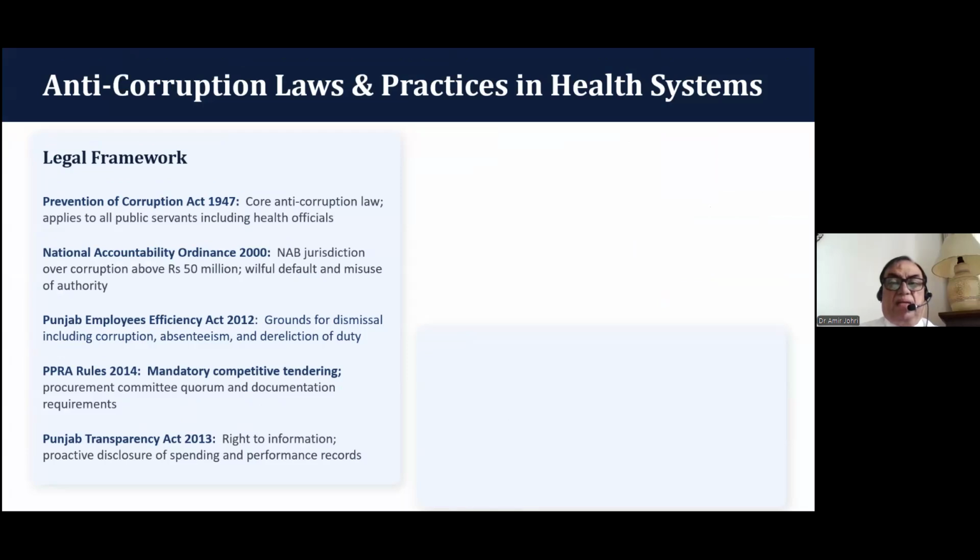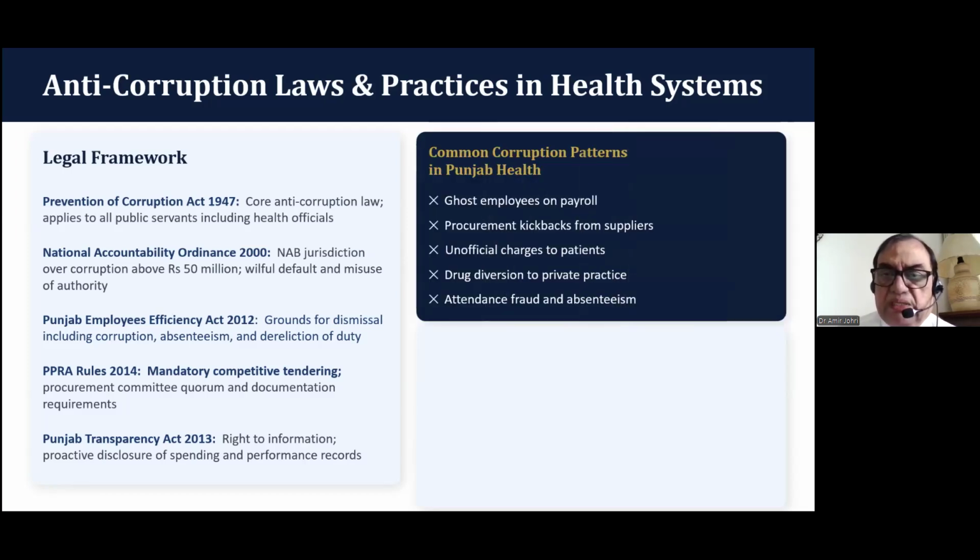Anti-corruption laws and practices in the health system. Well, I've given the legal frameworks here, which start from prevention to the National Accountability Ordinance, Punjab Employees Efficiency Act of 2012, PPRA rules of 2014, which is mandatory competitive tendering, and Punjab Transparency Act of 2013. So I don't want to go into the details of these legal frameworks, but what I will do is tell you what are the common corruption practices in the Punjab Health Department, what people do.